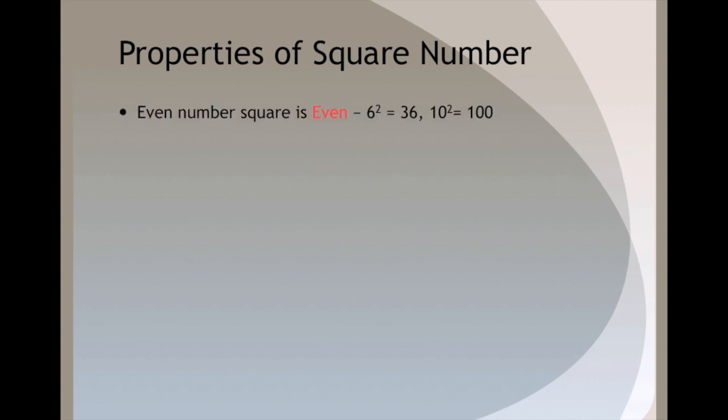Now let us learn about some properties of a square number. No need to memorize these. When you do some practice, it will automatically come. First property we can say: an even number's square is always even.